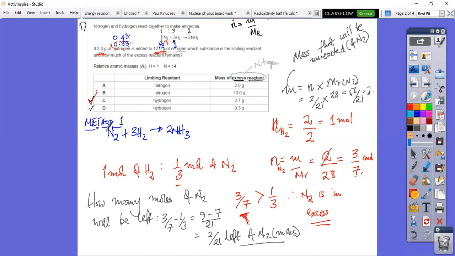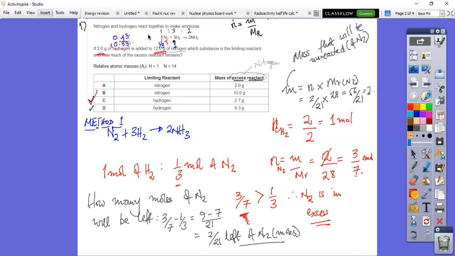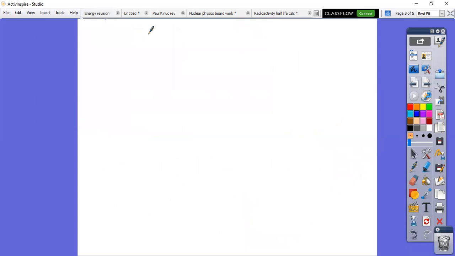We're going to look at method 2 now. Okay, so just gonna grab this again. Oh, actually, no, gotta do this again. Just remember that I'd already taken a screenshot, so I did have it already. There we go. And insert page, blank page after current.